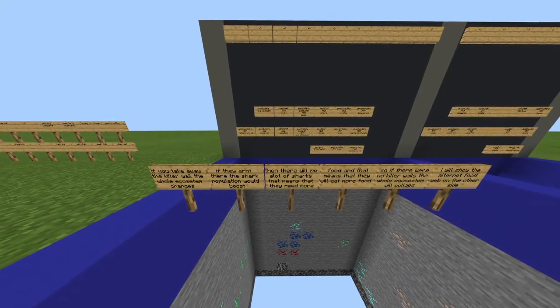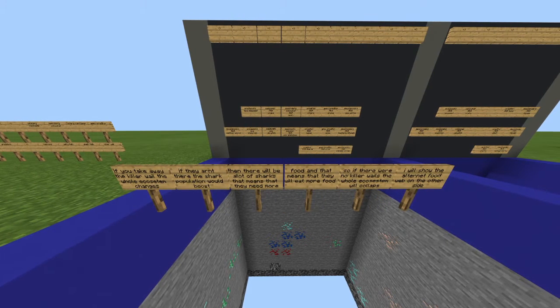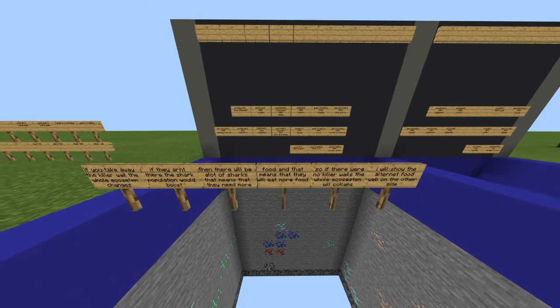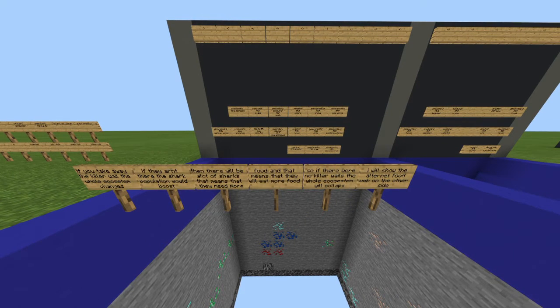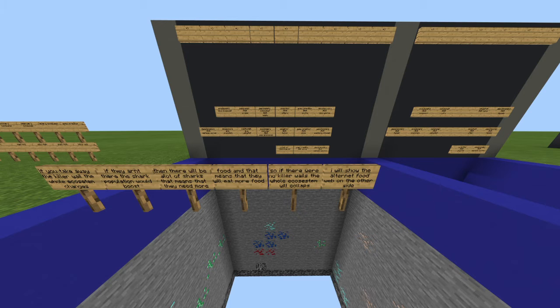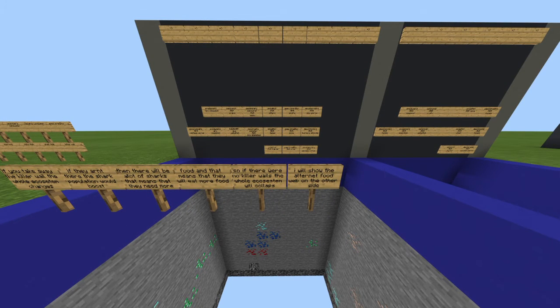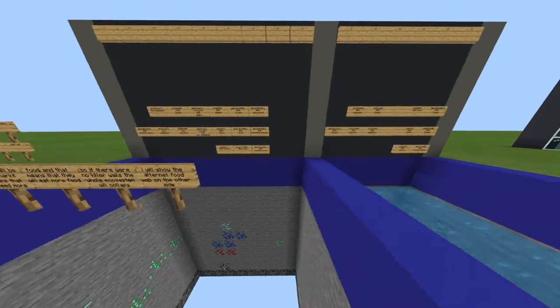Also, if you take away the killer whale and the ecosystem changes, the shark population will boost. Then there will be lots of sharks that need more food, and that means that they will eat more food. So if there are no killer whales, the ecosystem will potentially collapse. I'll show an alternate food web on this other side.